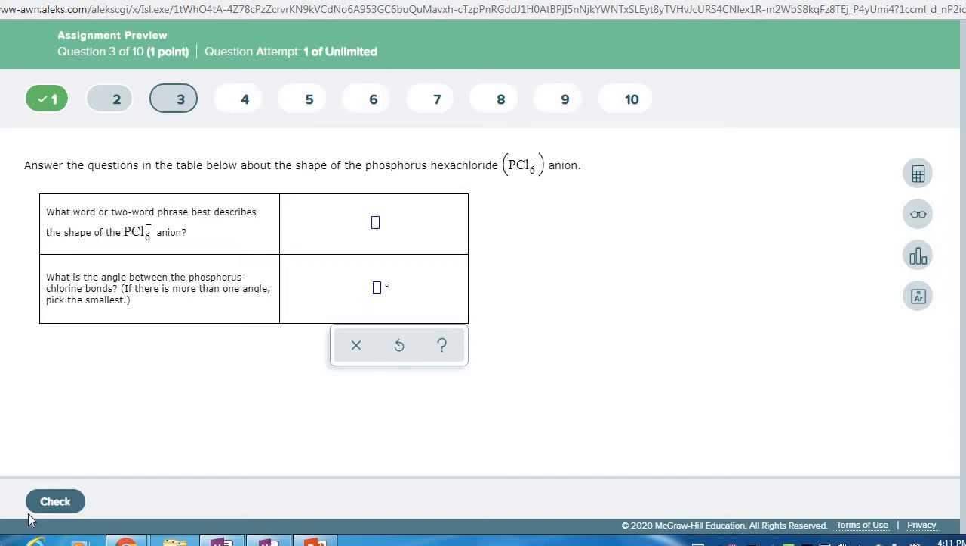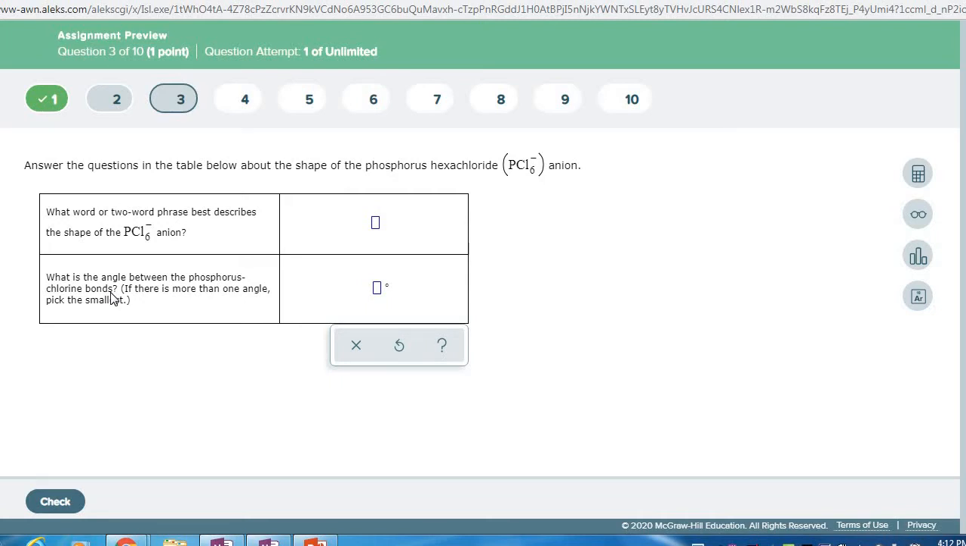Okay, here's an Alex question talking about the actual shape of the phosphorus hexachloride anion. The question is: what word or two-word phrase best describes the PCl6 minus anion? And then it's going to ask about the bond angle. What is the angle between the phosphorus and the chlorine bonds in here?